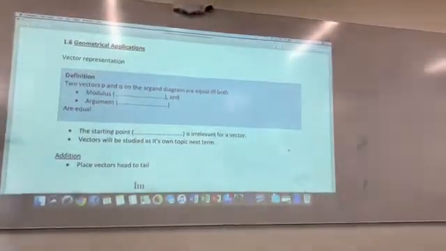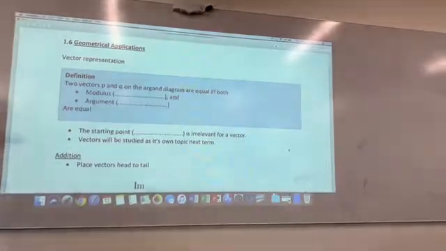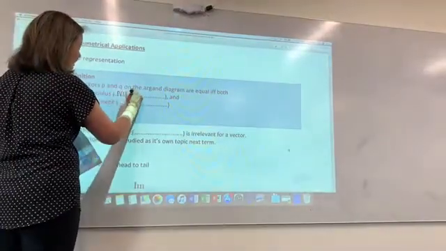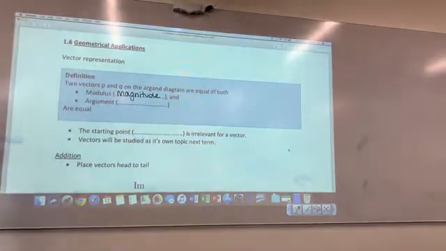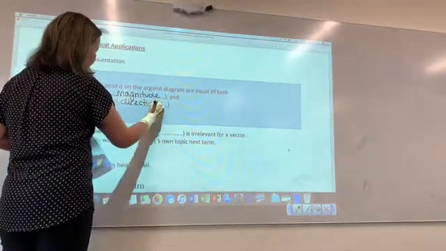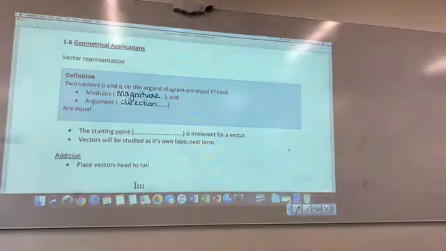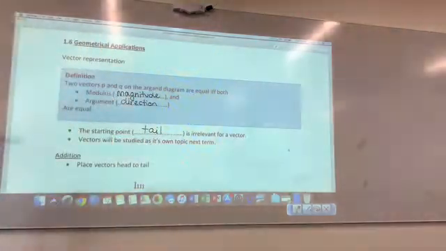Alright, so vector representation. We've already done points on the Argand diagram where you've got x plus iy. We can basically represent them as vectors. So two vectors, p and q, on the Argand diagram are equal if both the modulus, which is the magnitude of a vector, and the argument, in other words the direction, are equal. So the starting point, which we refer to as the tail, is irrelevant for a vector.